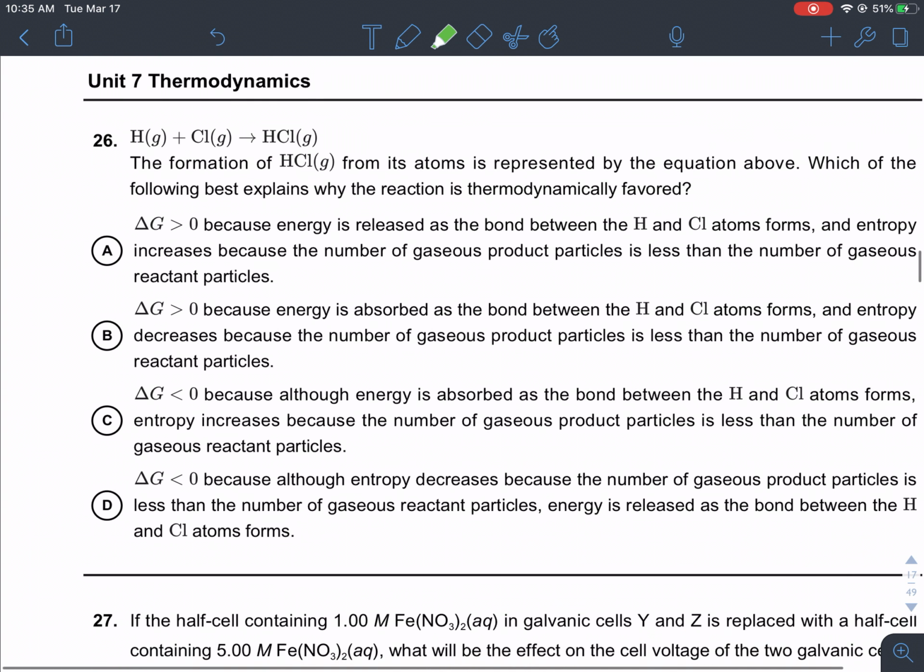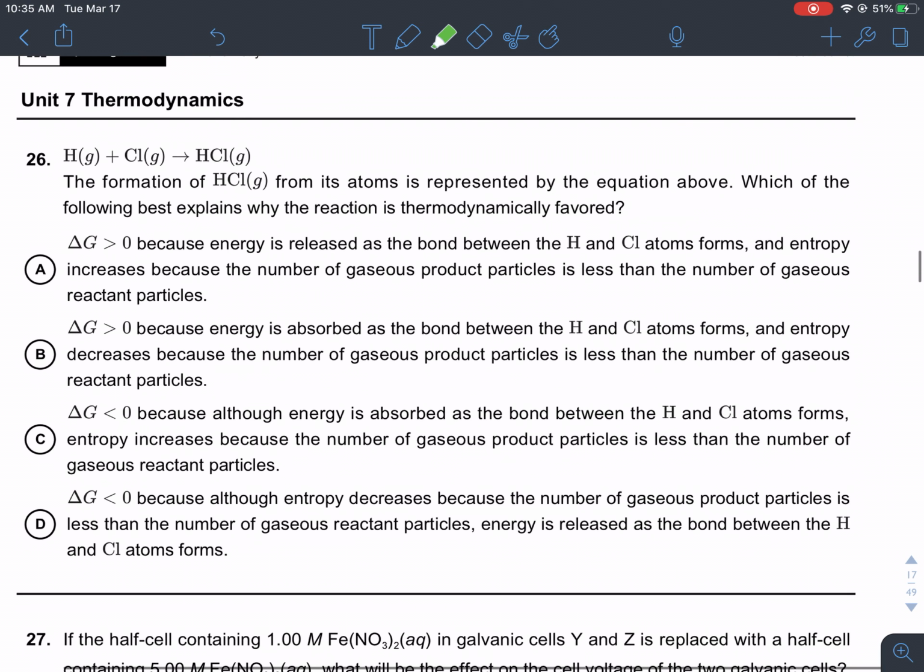26. H plus Cl yields HCl. The formation of HCl from its atoms is represented by the equation above. Which of the following best explains why the reaction is thermodynamically favorable? Okay, you have two gases becoming one gas. Okay, you have two bonds becoming one bond. Oh wait, there's no bond at all. Formation. Okay.